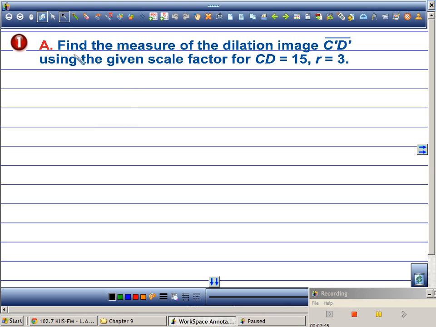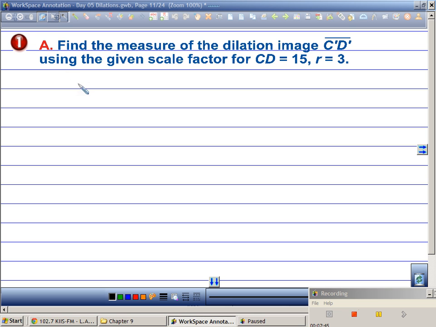Okay. We got to go quickly now. Find the measure of the dilation image CD, C prime D prime, using the given scale factor. Okay, so for each one of these, this is what I like to do. So originally, when we wrote this, we wrote C prime D prime equals the absolute value of the scale factor times the original image, correct? So write that out and then go back and look at what information they gave you.